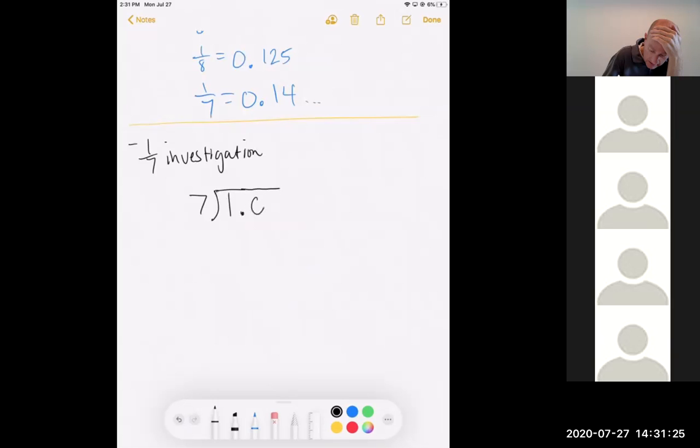Just keep dividing until you can come up with something meaningful to say about the decimal, what it would be. Okay? So go ahead and do that on your notebook papers as I take attendance. Okay, 7 going into 1, or 1 divided by 7.